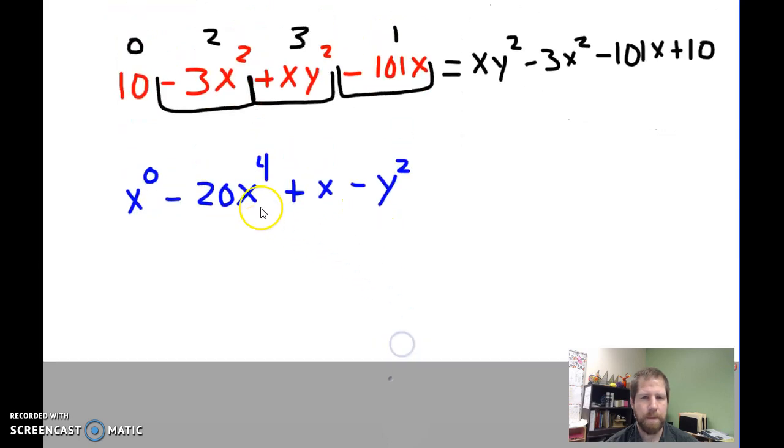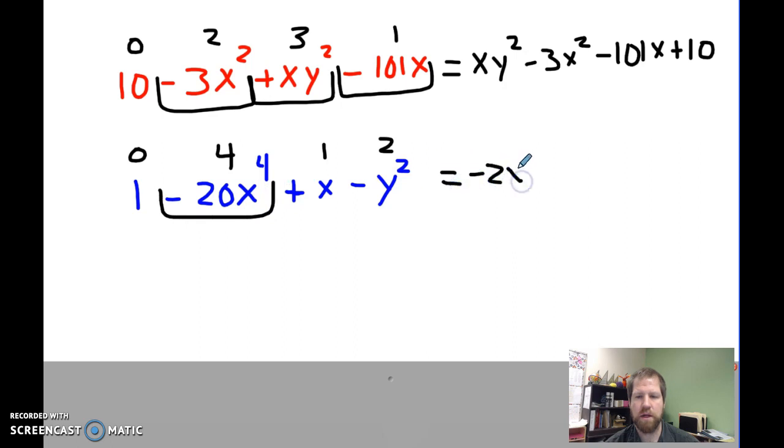Now this one, I have x to the 0, which I'm just going to rewrite as 1. Anything to the 0 is 1, and it's not a first degree polynomial. I'm going to rewrite that as 1, which will be a 0 degree monomial, minus 20x to the 4th, so that's a 4th degree, plus x, first degree, minus y squared, 2nd degree. So again, take that sign with it.